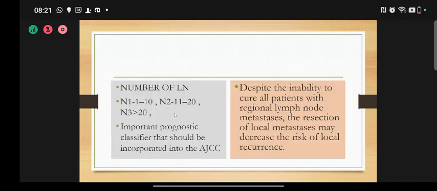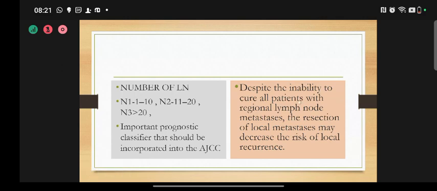Another pitfall of AJCC is that they classified the nodes according to a qualitative assessment of whether any central or lateral compartment is involved. So here the ATA suggests that histopathologically we should classify into N1, N2 and N3 according to the number of lymph nodes. N1 is 1 to 10 lymph nodes, N2 is 11 to 20, N3 is more than 20 lymph nodes, because these actually carry a prognostic implication.